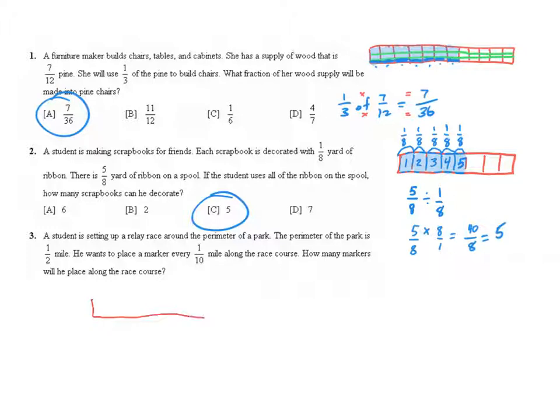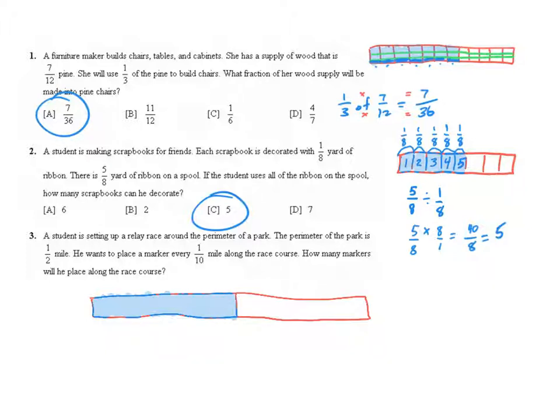Here's my bar model for this problem. I'm going to draw this fairly large. This represents 1 whole mile, but the perimeter of the racetrack was only 1/2 mile. So this is the only part that we care about, this part right here that I'm going to shade in blue. This represents the distance all the way around the track. And we want to put a little marker every 1/10 of a mile.